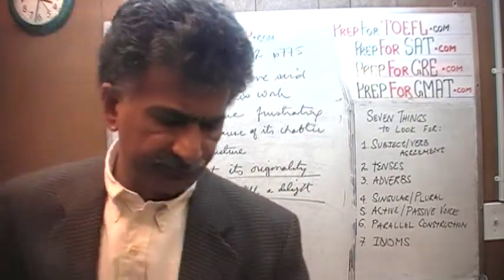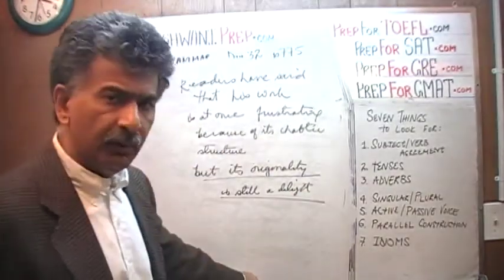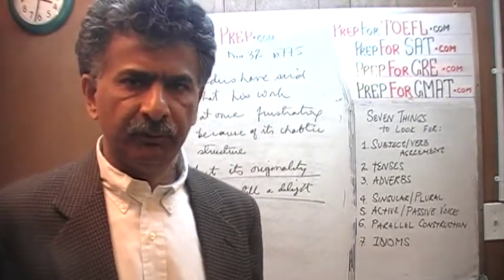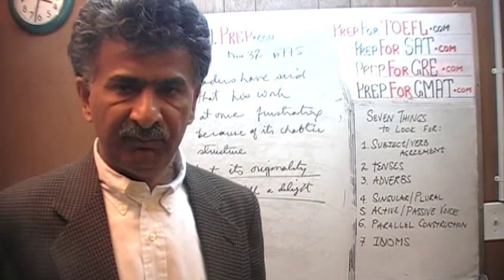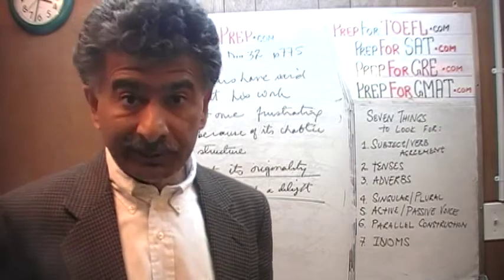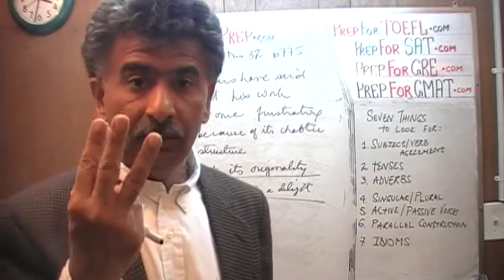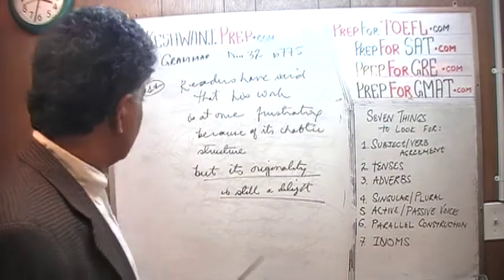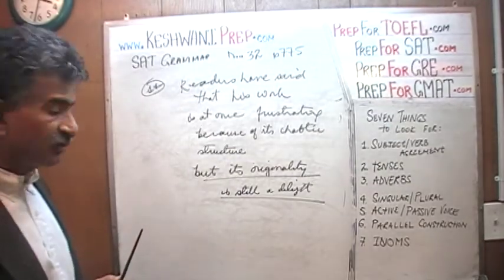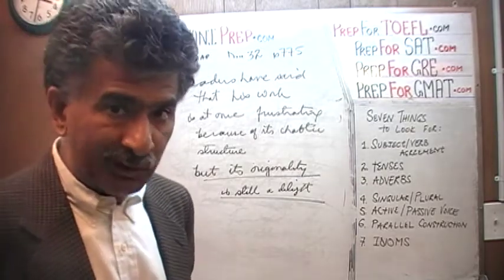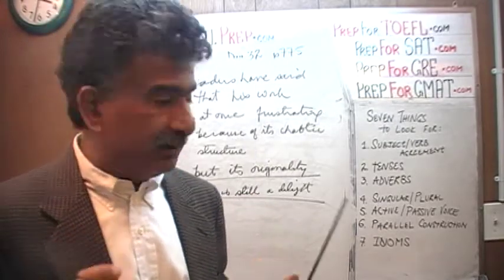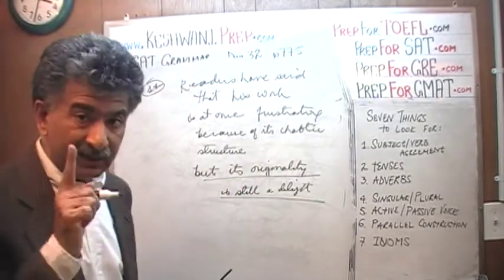There are two things wrong with this sentence. And the way we're going to look at it is by going back and rereading the sentence. Sometimes you have to do that. Sometimes in difficult cases you may have to read the sentence 3 times. You may have to reread it twice. Of course, if you're rereading it twice, you're reading it altogether 3 times. Let's see what it says here. Readers have said that his work is at once frustrating. His work is at once, at the same time, simultaneously. At the same time, it is frustrating. Why? Because of its chaotic structure.